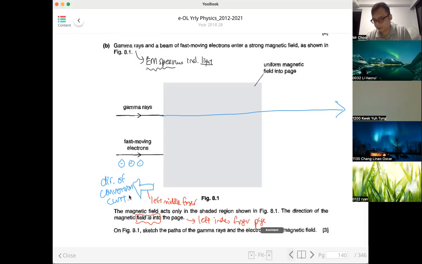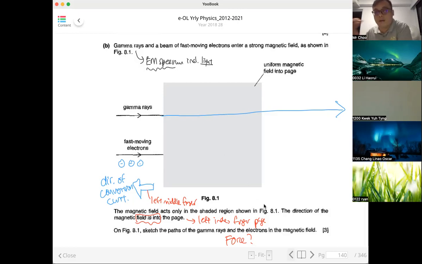So now, what is the force? All of you take out your left hand, your Fleming's left hand. Your left middle finger is moving from right to left. Then your magnetic field is into the page. So all of you do that now. Your thumb will be pointing up or down. If it's pointing up, the electron will be moving upwards. If it's pointing down, the electron will be moving downwards.